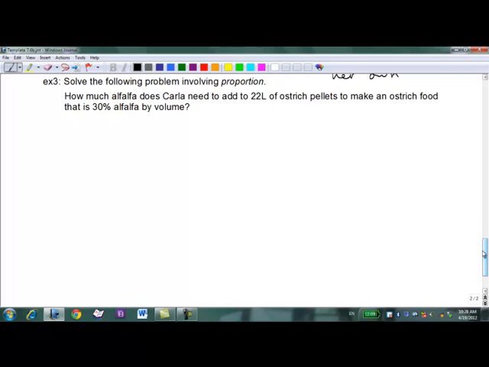So let's take a look finally at proportions. And proportions are really about mixing things. How much alfalfa, which is a type of grass, does Carla need to add to 22 liters of ostrich pellets to make an ostrich food that is 30% alfalfa by volume? So again, let's take a look at what we're solving for. How much alfalfa? That's the question. So let's let x equal the volume of alfalfa.